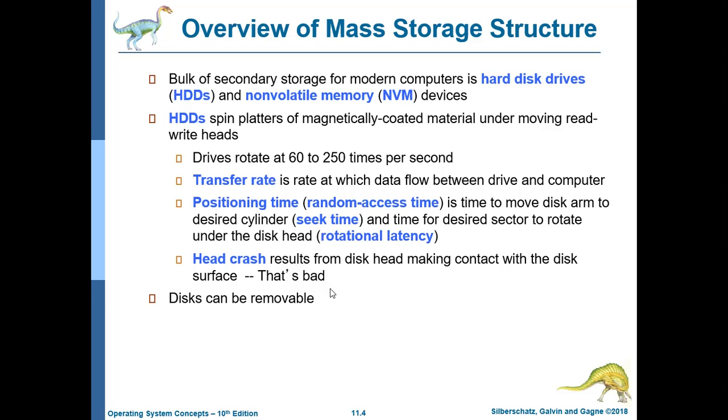But again, as I've said, a head crash happens when there is contact between the surface of the hard disk drive and the read-write arm. It's bad because it will produce bad sectors, and bad sectors are already unusable space for your computer. Next, there are disks that can be removable. An example is the DVD-ROM drive: for you to use it, you should have a medium, a DVD or a CD. That's why there are disks that can be removable.